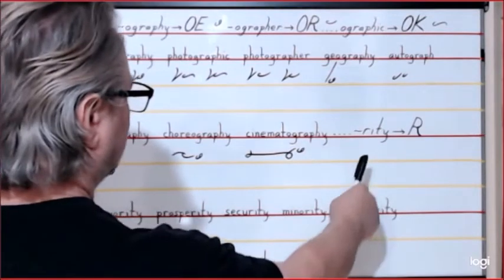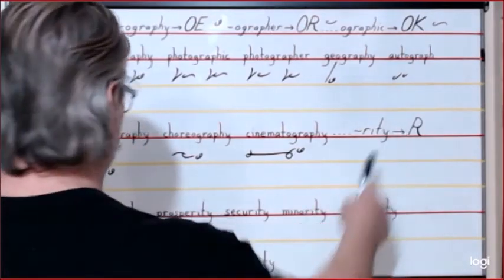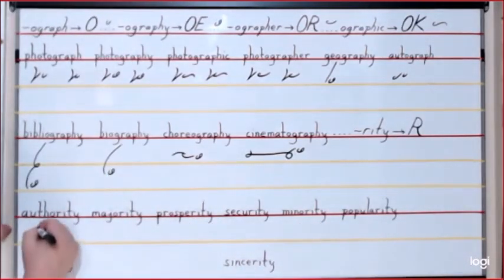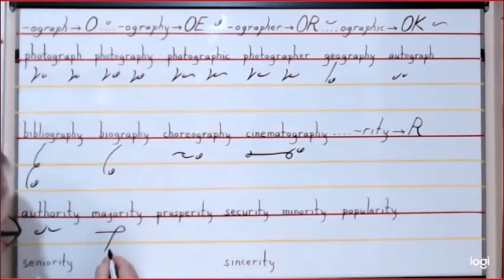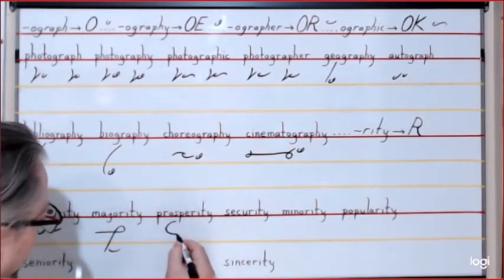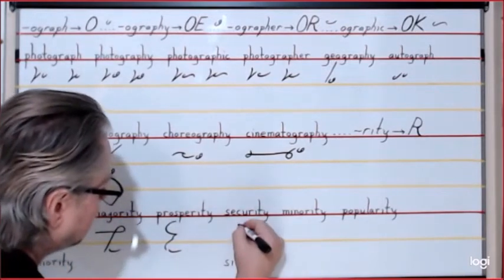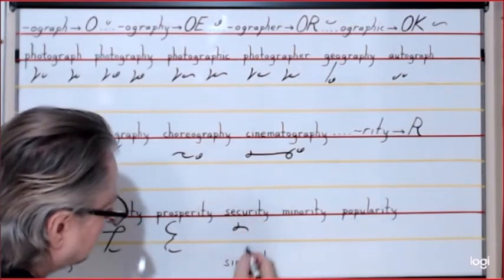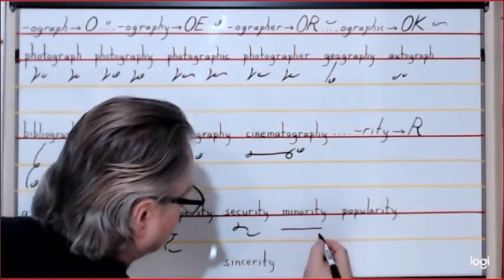The suffix rity, or R-I-T-Y, is represented by the disjoined R. For authority, it is O-T-H, and then the disjoined R. Majority is an M-A-J, and then a disjoined R. Prosperity is P-R-S-P, and a disjoined R. Security is an S-E-K, and then a disjoined R. Minority is an M-E-N stroke, disjoined R.